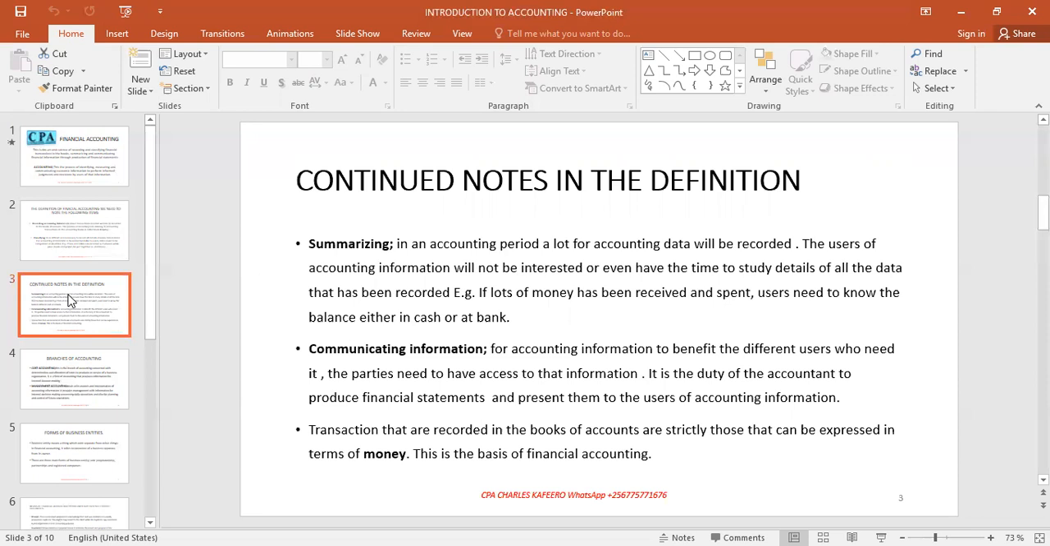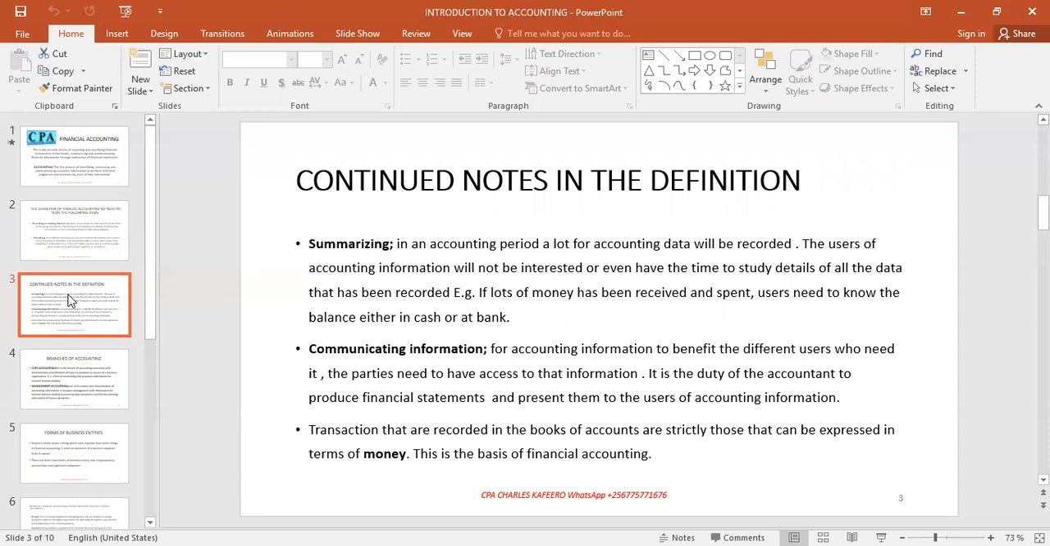So if you want to really communicate something and the person you're communicating to doesn't, let's say, understand the accounting principles and rules, you can try to find a way of making it simpler for them by just giving them a rough figure.